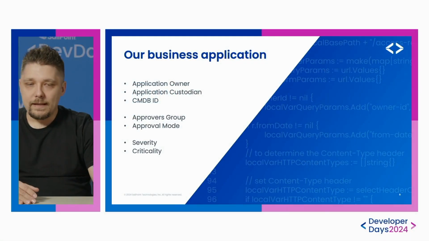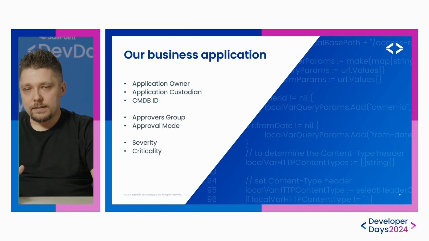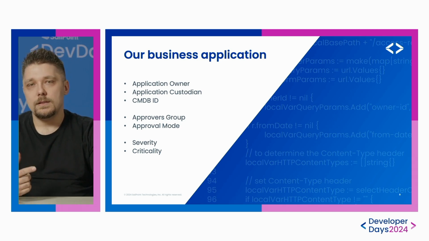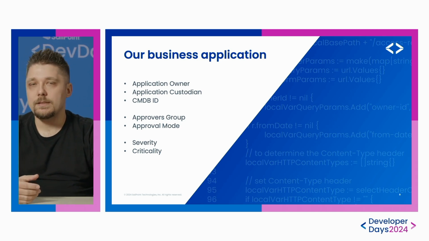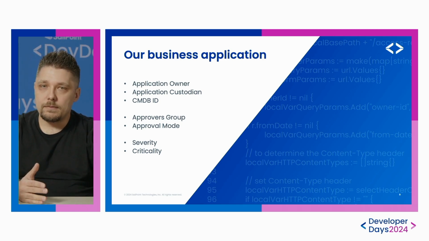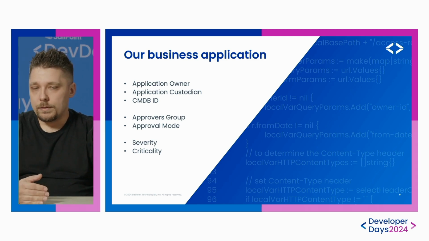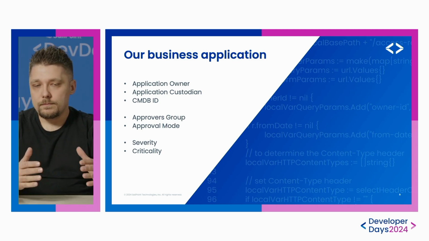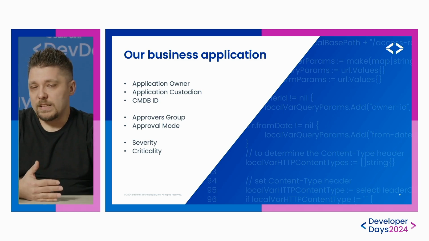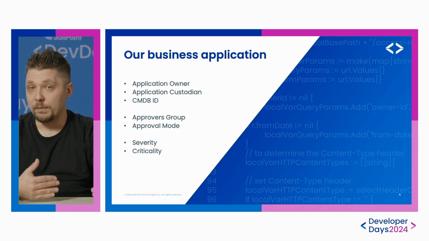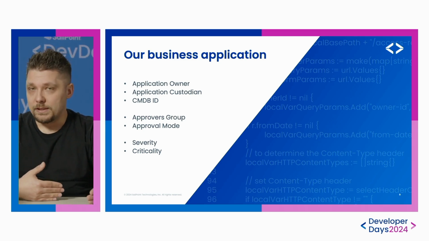time, right? So our requirement for today is that we need to have a business application object, and this business application object should have an owner, and a custodian. These should be identities, generally speaking. It should have a CMDB ID, which will be a unique identifier, just a string, approvers group, approval mode, severity, and criticality, right? So the approvers group can be actually a group of people that will be at some point of time responsible for approving something, either a new request or remediation in certification, whatever is really needed.